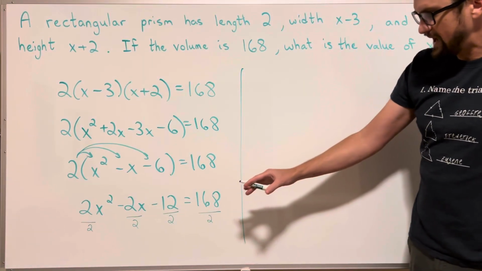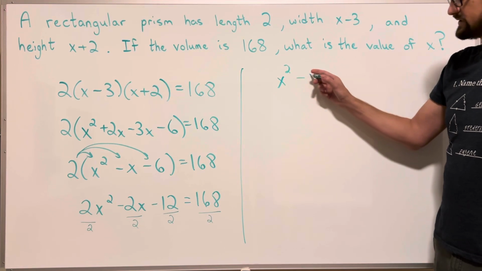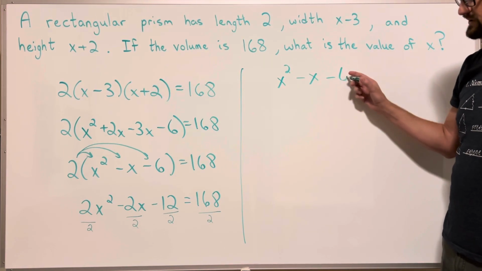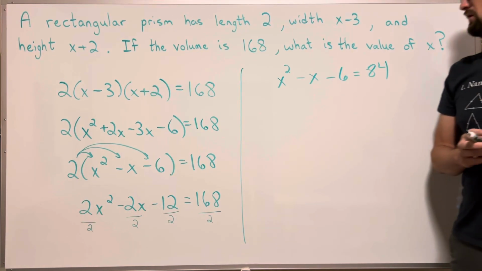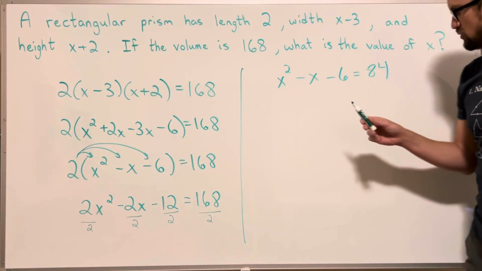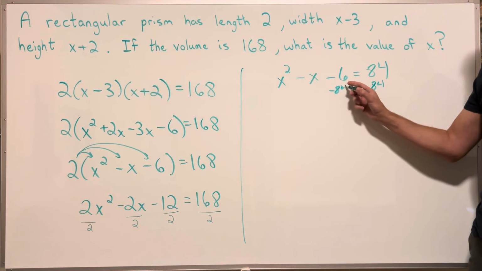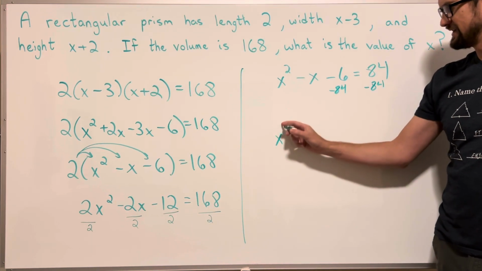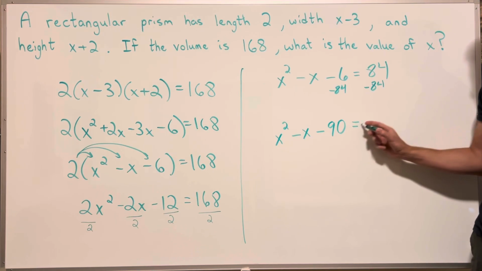Alright, so if I divide every term by 2, I end up with x squared minus x minus 6 equals 84. Now it's quadratic, so I'm going to get one side 0 by subtracting 84 on both sides. And I get x squared minus x minus 90 equals 0.